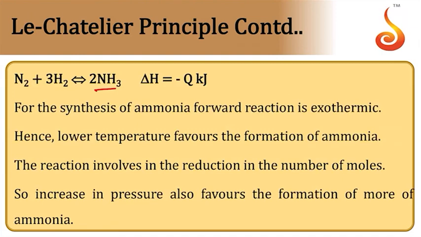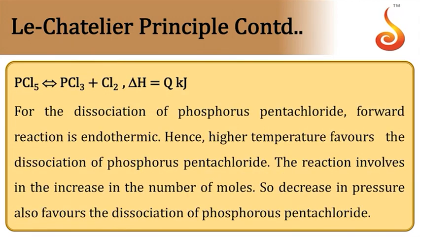Then the formation of ammonia is an exothermic reaction, and the number of moles is less on the product side. So the higher the pressure, the more it moves in the forward direction, and lower temperature also moves it in the forward direction. Therefore, low temperature favors the formation of ammonia, and since the number of moles is less in the forward direction, high pressure moves it in the forward direction.